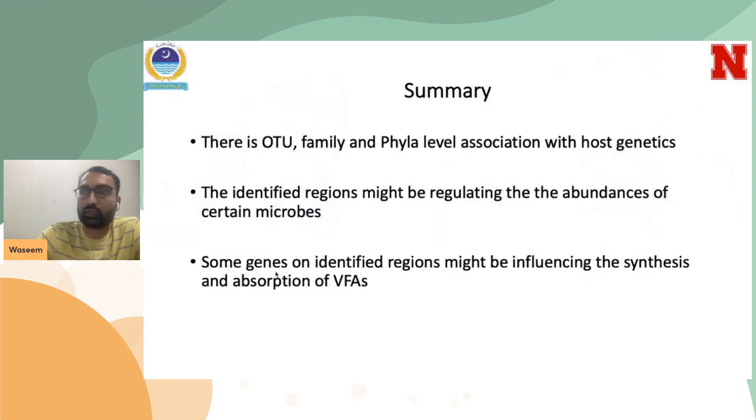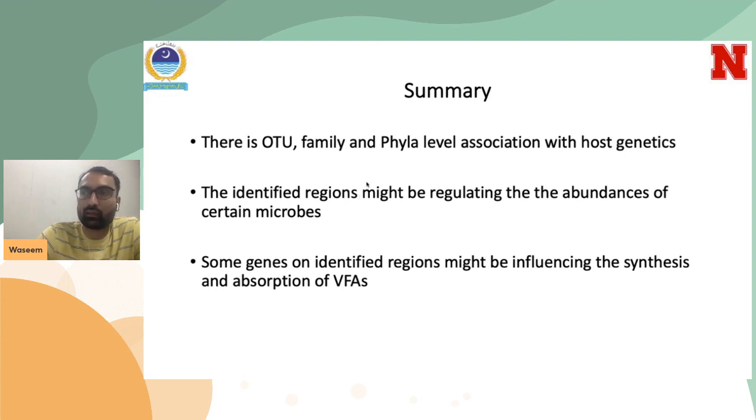To summarize, we did see the effect of host genetics on the OTU, family, and phyla level, and there were some identified regions that might be regulating the abundance of certain microbes. We think the host is also selecting for microbes to increase volatile fatty acids to fulfill its energy needs. At the same time, there are some genes present in those regions that may help increase the absorption of those volatile fatty acids.